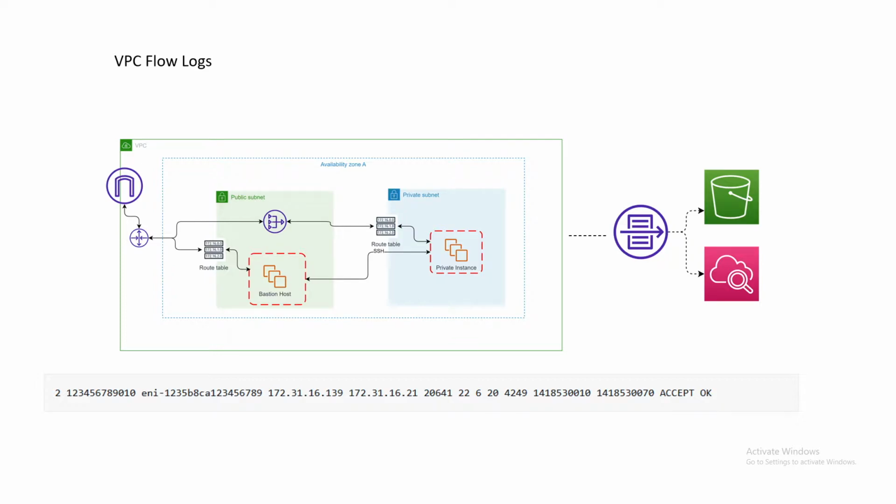So there are various fields that can be included. This is just an example. And here we can see that we have the elastic network interface ID, the source address, the destination address, the source port, the destination port. We have 22 here that represents an SSH connection. And by having monitoring enabled, we can diagnose and troubleshoot various problems. So let's go to our hands-on and see how things are done.